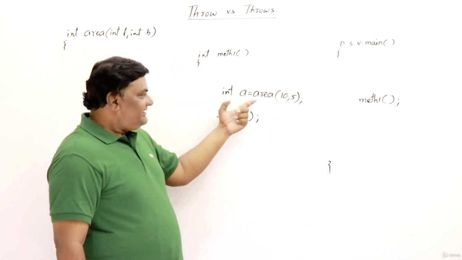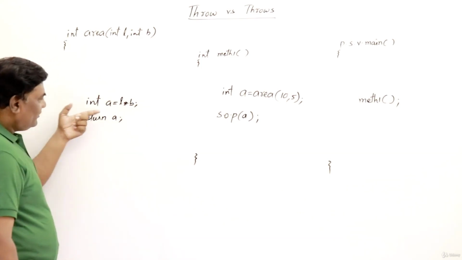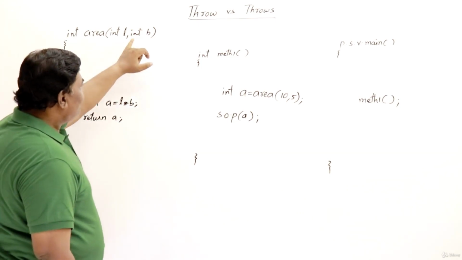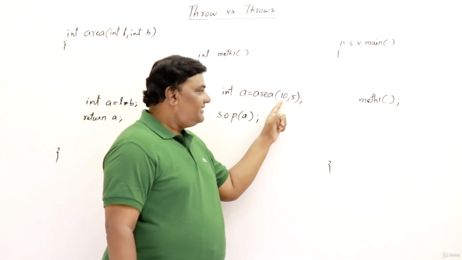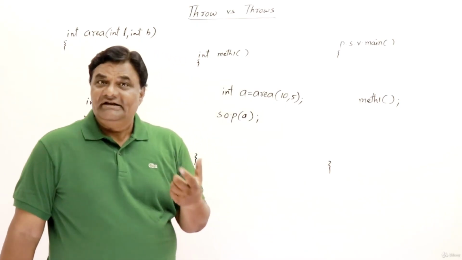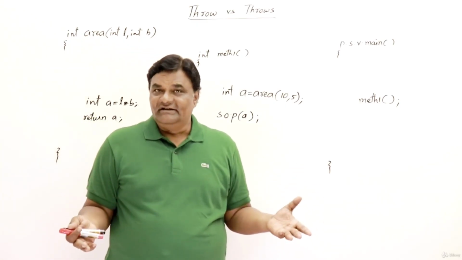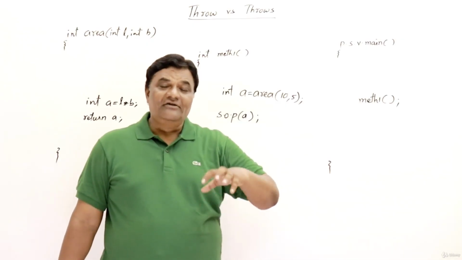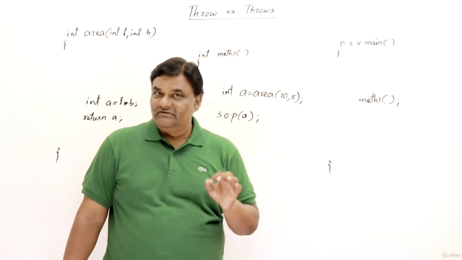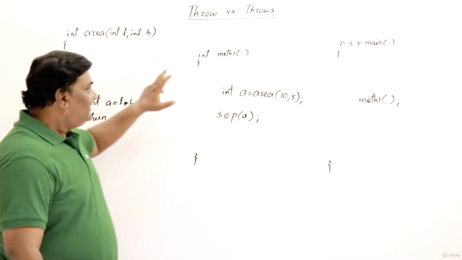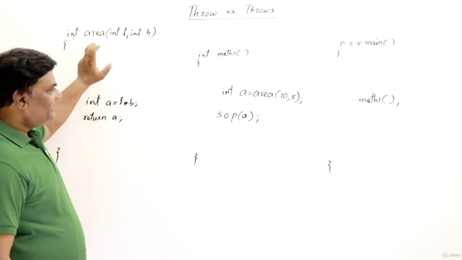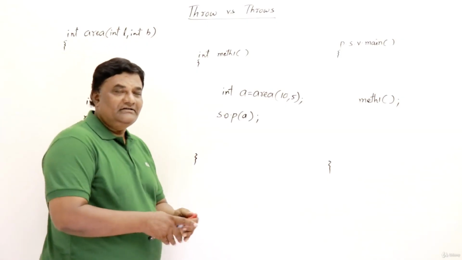See, this area method is calculating the area of a rectangle. This length and breadth are passed as parameters, these values 10 and 5. They cannot be negative. So if the dimensions are negative, area cannot be calculated. So who should take care of whether area can be calculated or cannot be calculated? This method, the area method. So let us see how to handle.